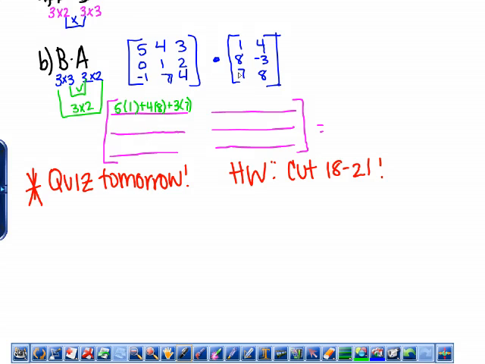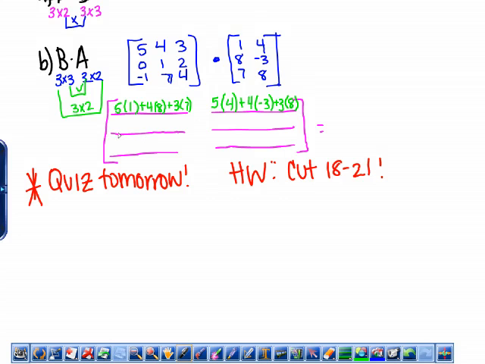Okay. Top row, second column. So 5 times 4 plus 4 times what? Great. Plus 3 times 8. Top row, second column.